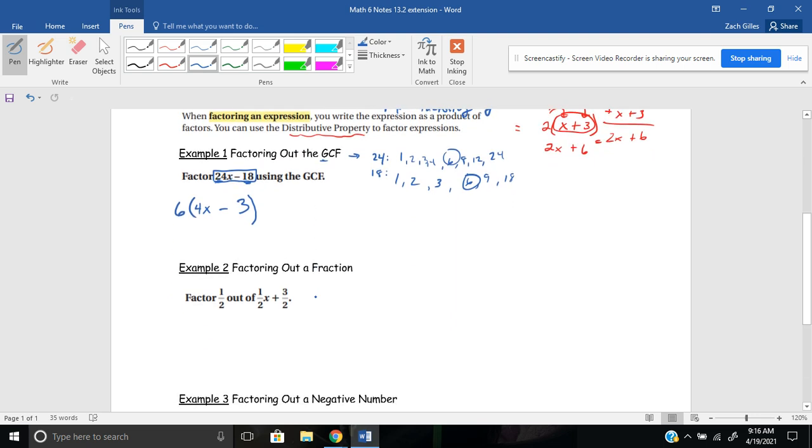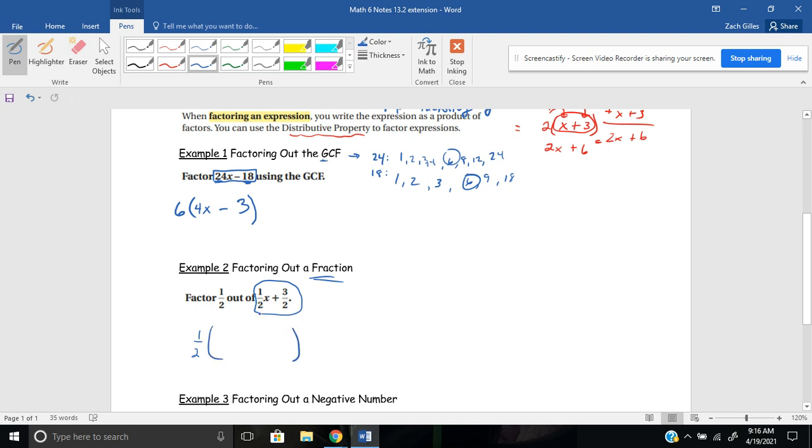Let's see another example where you factor out a fraction. Okay, so it says factor 1/2 out of 1/2 x plus 3/2. So here's our expression, and we need to factor 1/2 out of this. Okay, so in other words, we're dividing each term by a half. So I'm going to factor out 1/2, so that's going to go on the outside of my parentheses.